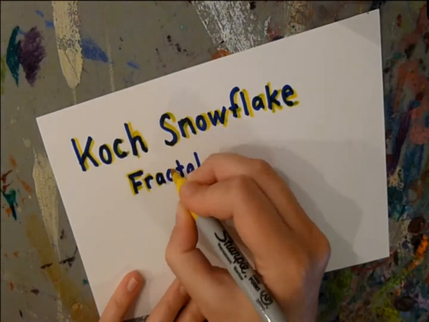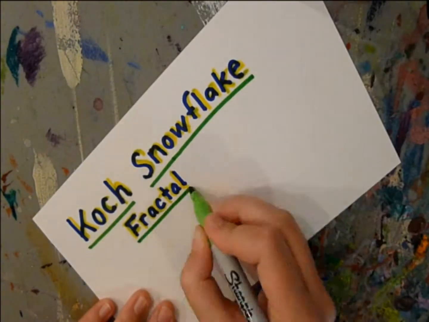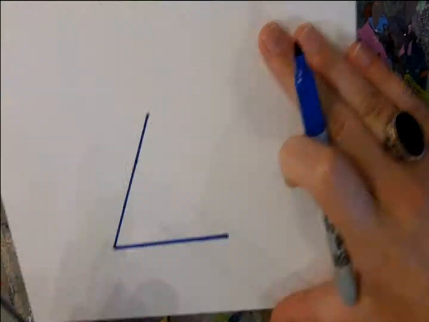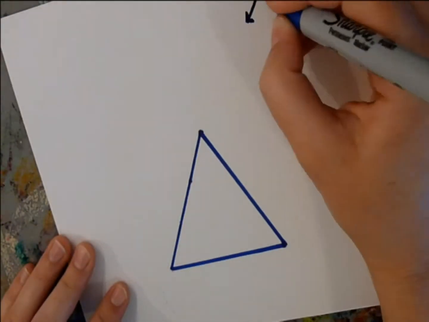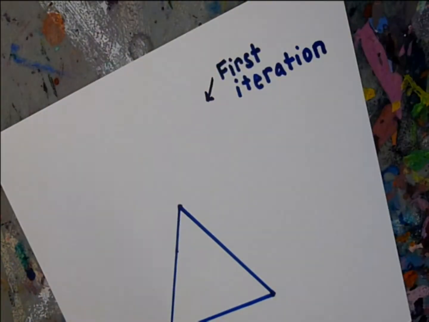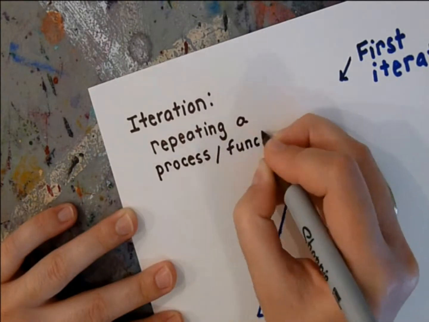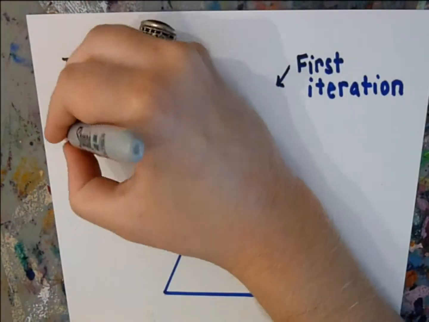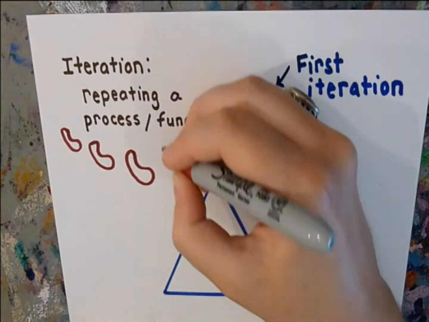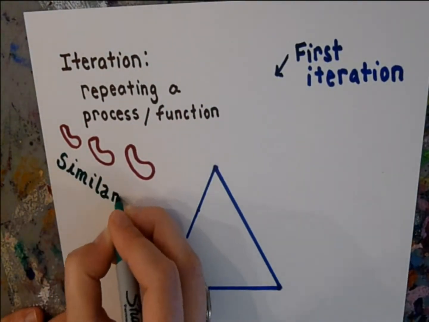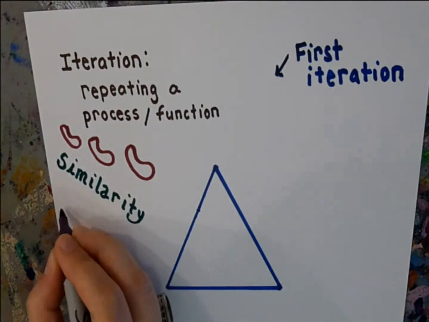The Koch snowflake is a classic example of a fractal. The design is made by starting with an equilateral triangle. This is called the first iteration. Iteration means repeating something again and again. Fractals have iterations of geometric designs, the same shape repeated at different sizes. In geometry, this is called similarity. Same shape, different size.